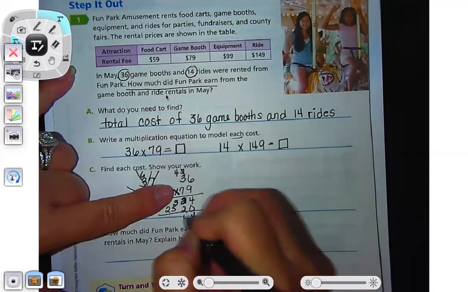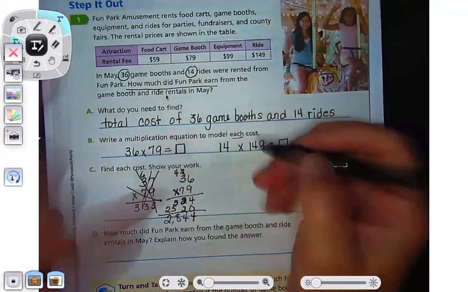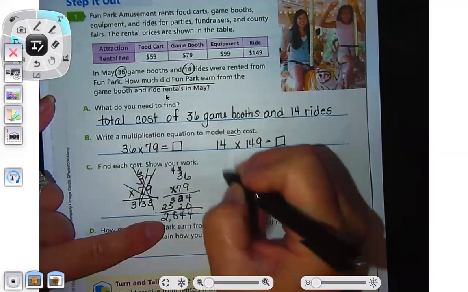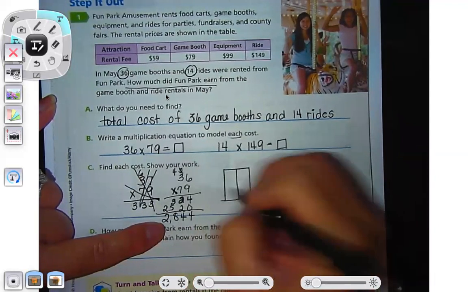I'm going to add this up. I should probably recheck it because my mind was over there instead of over here. So let's actually recheck this with lattice. And I'm just focused here, which I should have been in the first place.